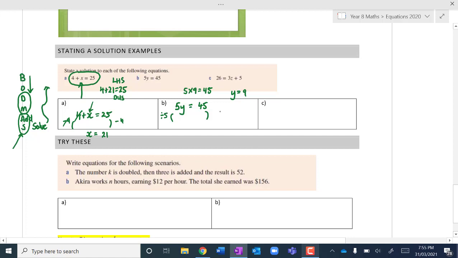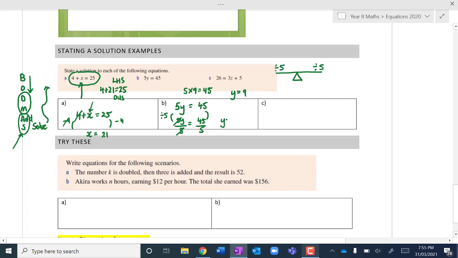If I do it to the left, it's like a seesaw. If I divide this left-hand side by 5, I've got to do the same to the right-hand side. Otherwise, I've created an imbalance. So let's write it out. 5y divided by 5 is a fraction, 45 divided by 5. Now, what you should notice is I'm multiplying y by 5, and look at that, those 5s are going to cancel out. I'm left with this y.